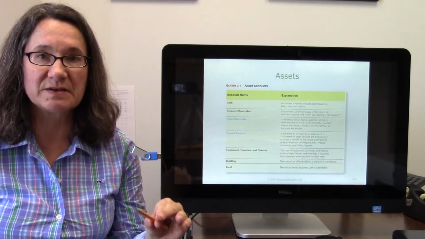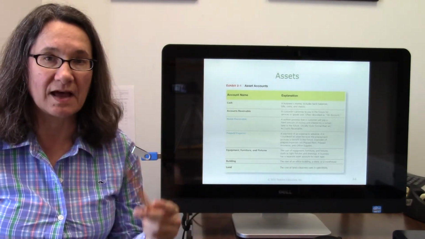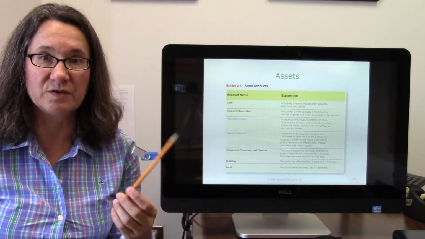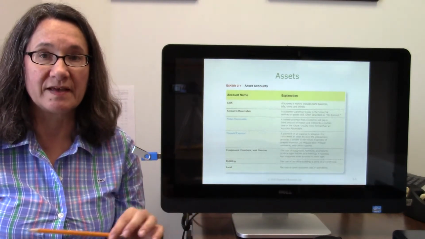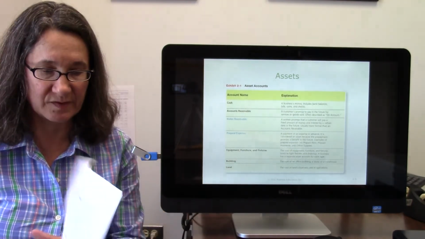So prepaid expenses are when you've paid something up front. Supplies, if you buy a box of pencils and you're going to use that box of pencils for the next year, you're not going to use them all up at once. That's a prepaid expense we call supplies.